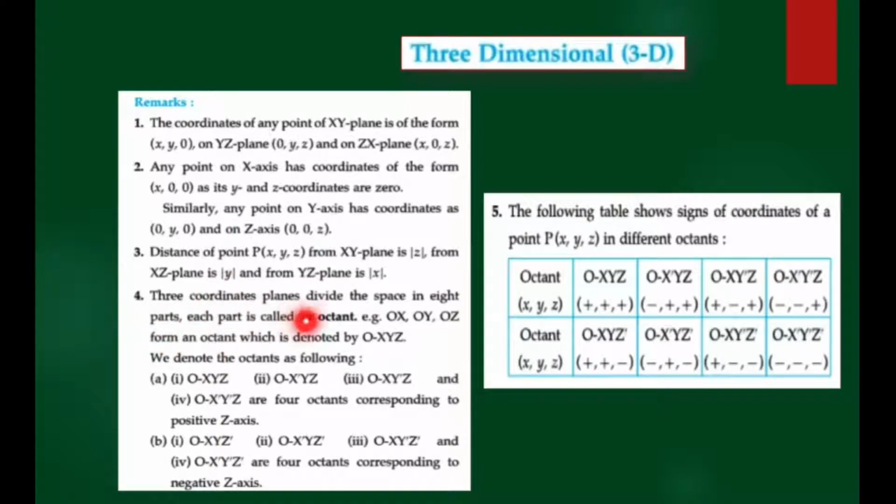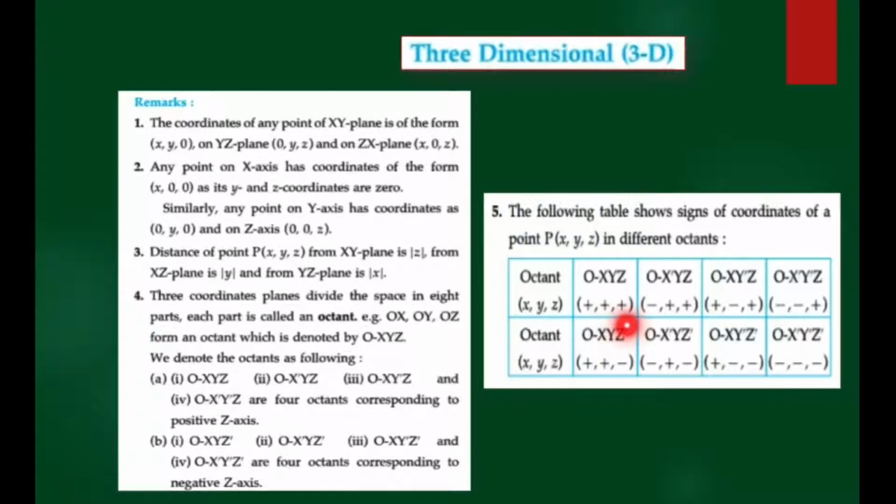The 3 coordinate planes divide the space into 8 parts. Each part is called an octant. For example, OX, OY, OZ form an octant which is denoted by OXYZ. We denote the octants as follows. So, how to remember? See this table. From this table, if the point lies in the first octant, that is in OXYZ, its sign must be plus plus plus.